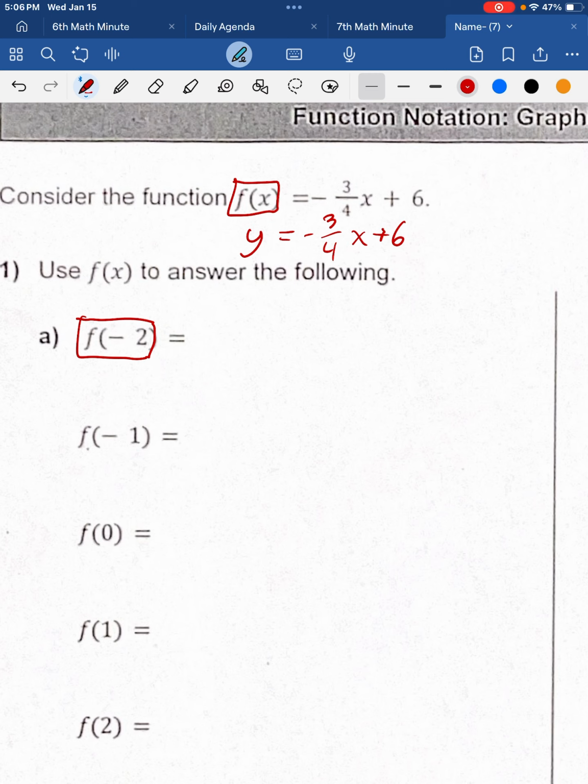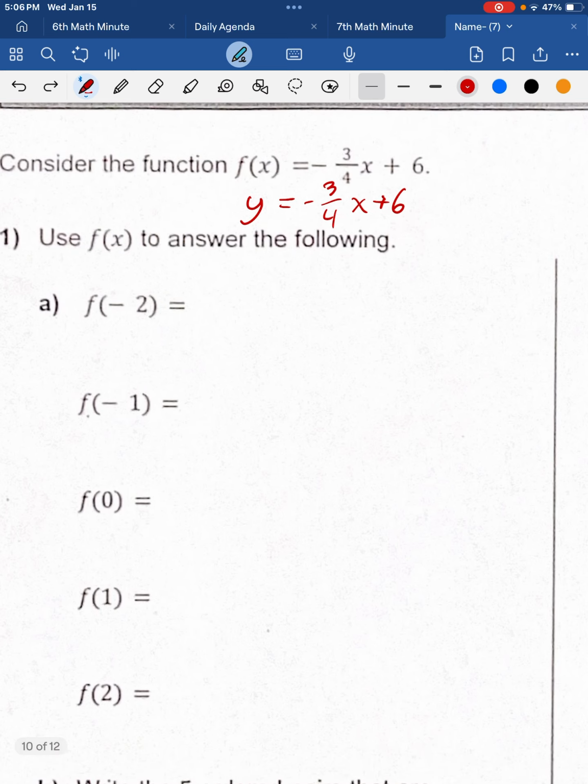This is my input. This says, hey, when I am putting -2 for my x value, what will my output be? So for all of these next 5 inputs, we're going to calculate that, and then we're going to get an output. So I'm going to rewrite the original expression, -3/4 times -2, and instead of this x right here, I'm just replacing it with this, plus 6.